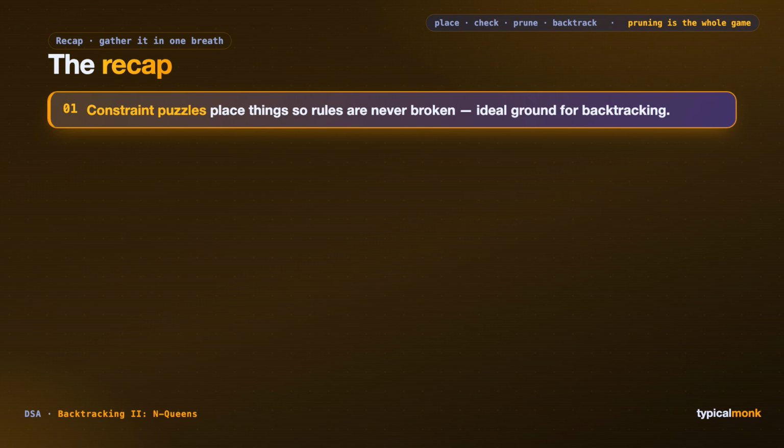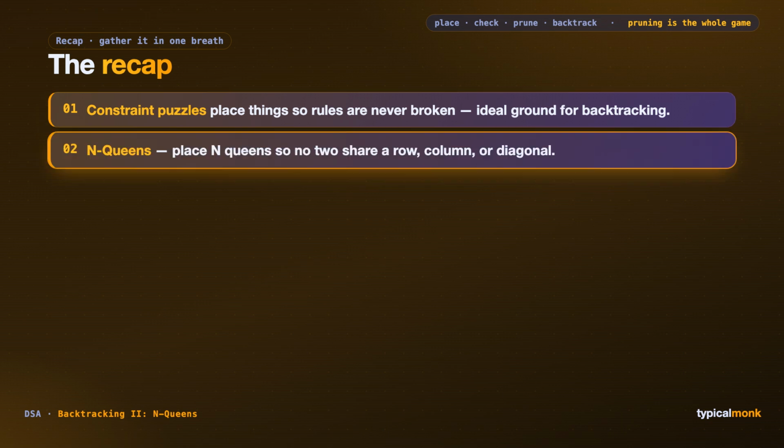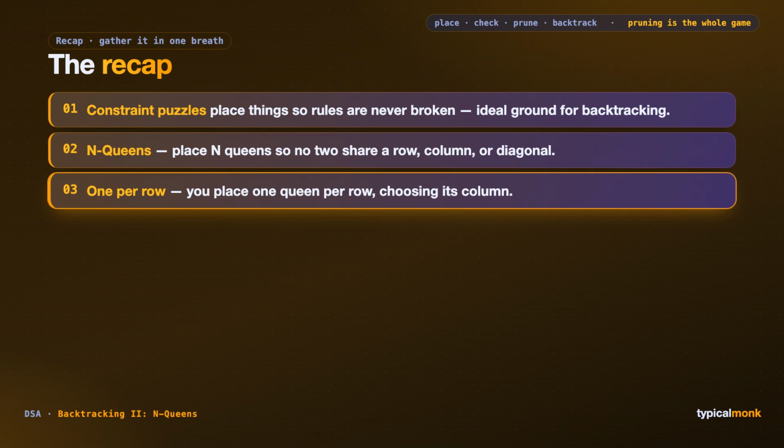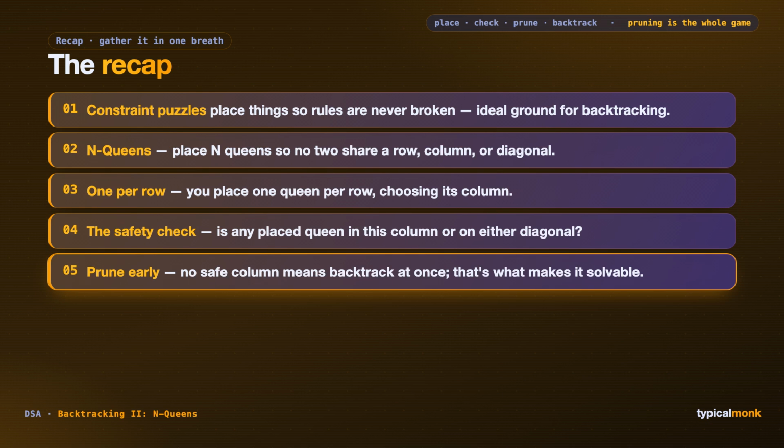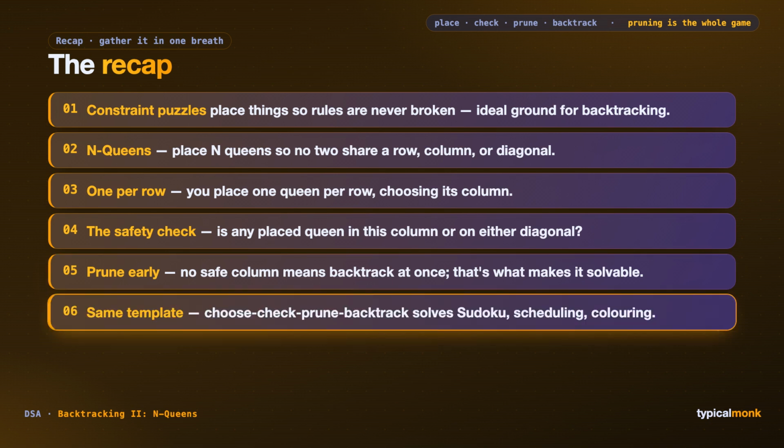Let us gather the whole class in one breath. Constraint puzzles ask you to place things so rules are never broken, ideal ground for backtracking. N Queens is the classic: place N queens so no two share a row, column, or diagonal. Because no two share a row, you place one queen per row, choosing its column. The safety check asks, is any placed queen in this column or on either diagonal? If no column is safe, you backtrack, and that early pruning is what makes it solvable. And the very same choose, check, prune, backtrack template solves Sudoku, scheduling, and coloring.